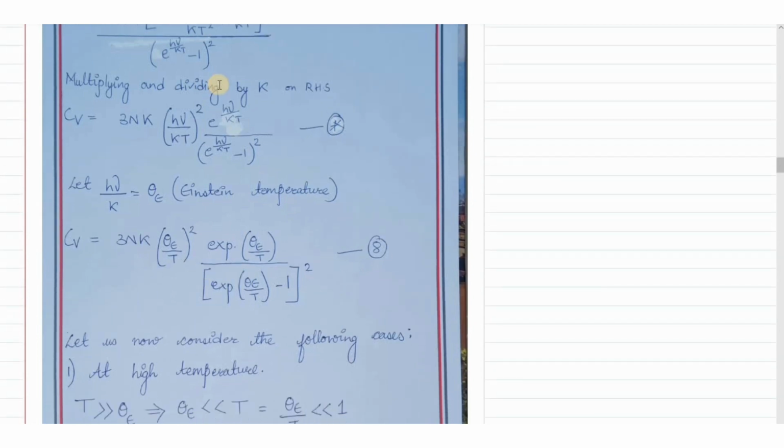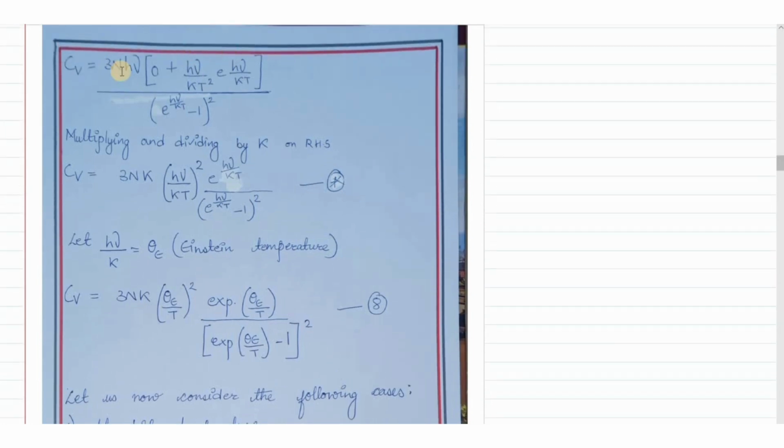So now multiplying and dividing by k on the RHS, if we multiply by k here, it will be 3n k h nu, and here will be k square. So Cv is equal to 3n k. This h into h is h square, and nu into nu is nu square, so k square T square. So we can write Cv is equal to 3n k (h nu by kT) whole square e to the power h nu by kT divided by (e to the power h nu by kT minus 1) whole square. This is our equation number star.